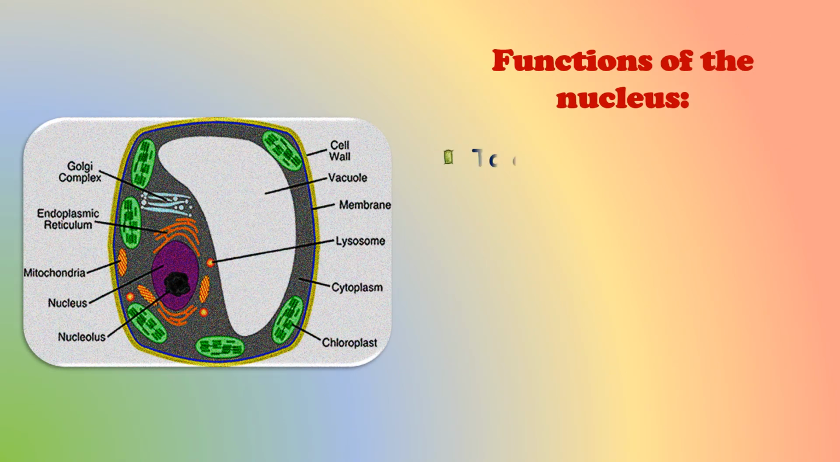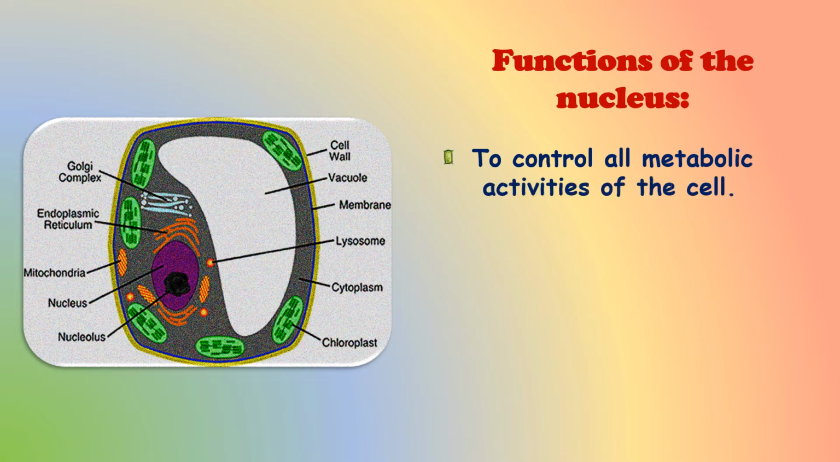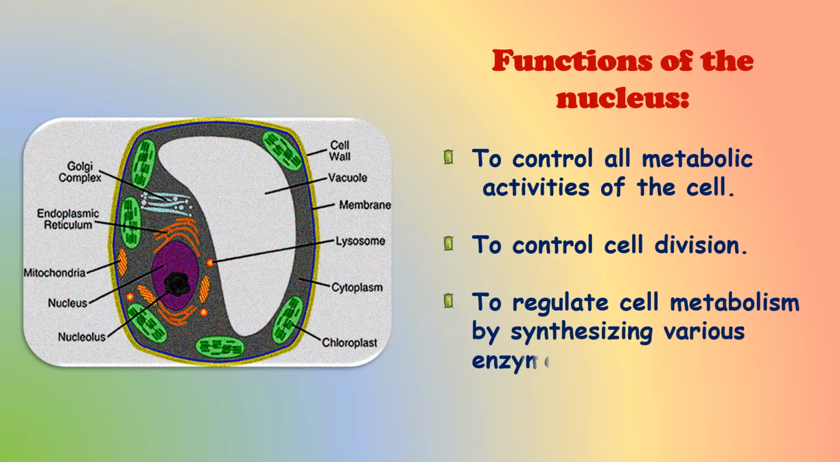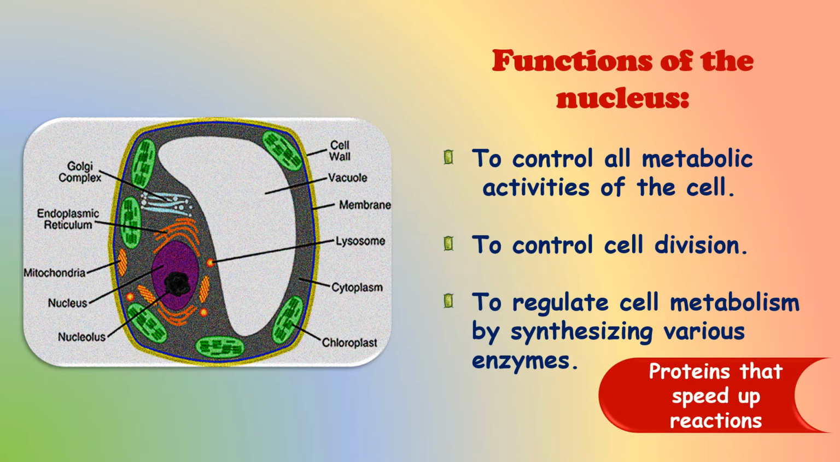Functions of the nucleus: to control all activities of the cell, to control the division of the cell, to regulate cell metabolism by synthesizing various enzymes. So whatever is happening within the cell, it is done by various enzymes. Now, enzymes are proteins that help to speed up any reaction that is taking place.